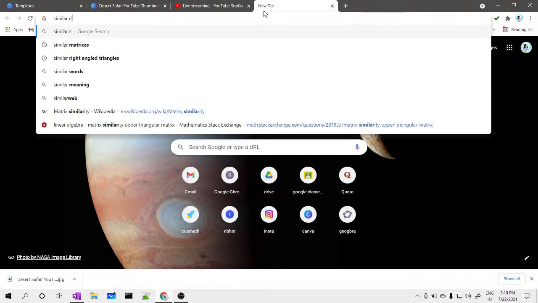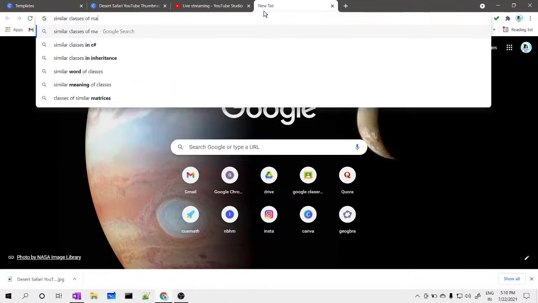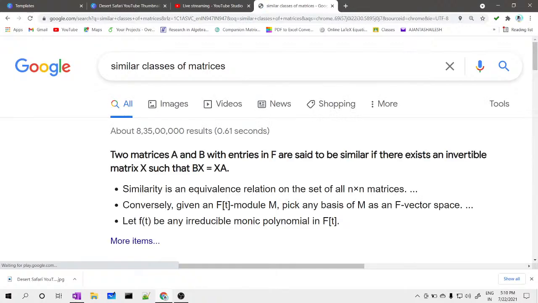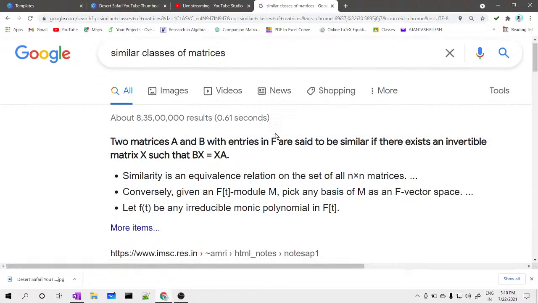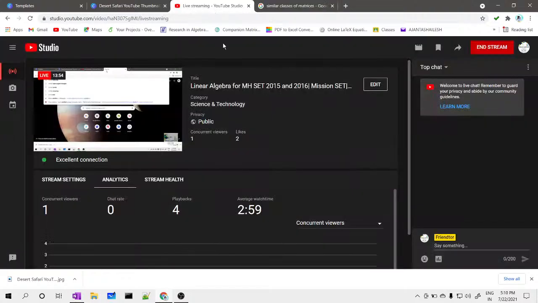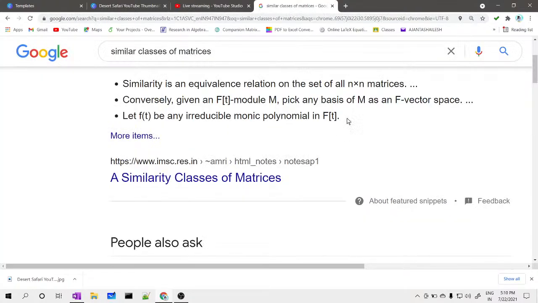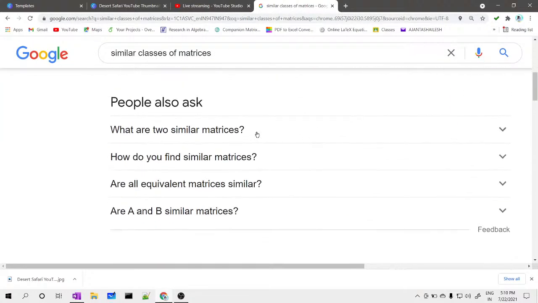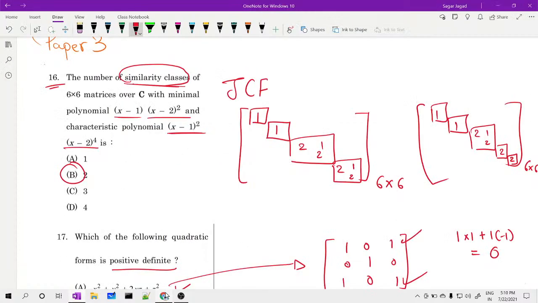Similar classes of matrices. Two matrices are similar if there exists an invertible matrix. What do they mean by it? They are just giving me two matrices are similar, and then... okay, means what? I got it. I just got what they meant.